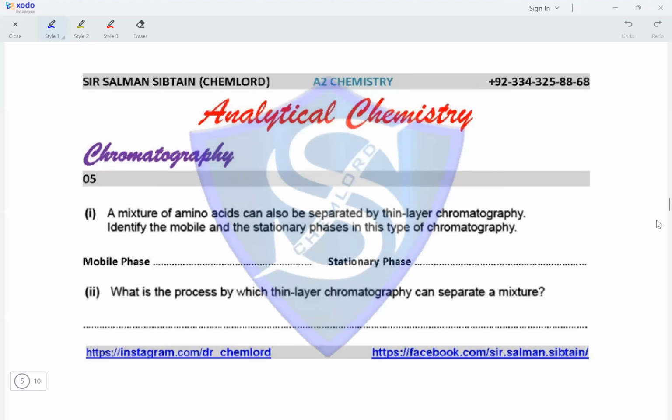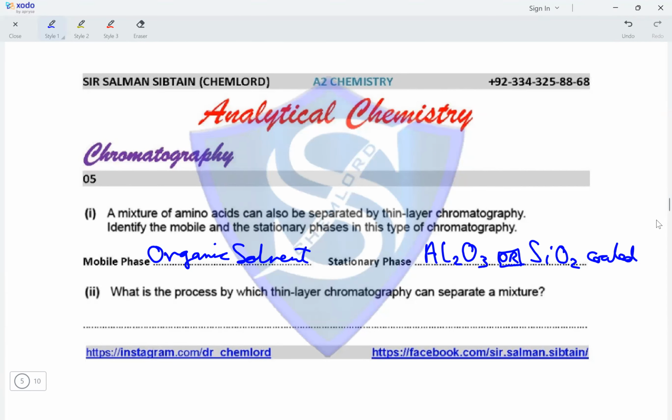Question 5. A mixture of amino acids can also be separated by thin layer chromatography. Identify the mobile phase and the stationary phase in this type of chromatography. So, the mobile phase would be an organic solvent, and the stationary phase is Al2O3 or SiO2 coated onto a glass plate.